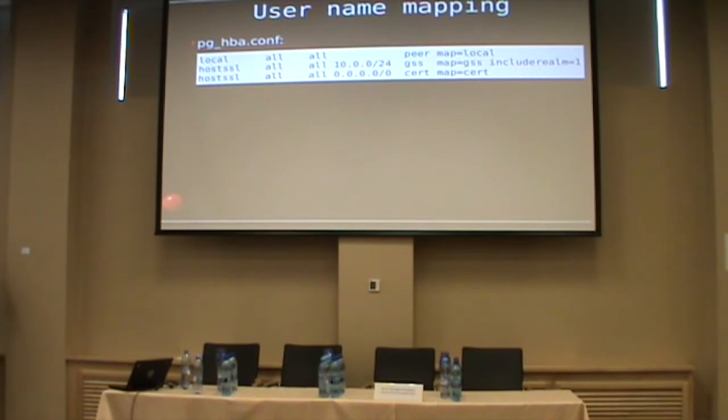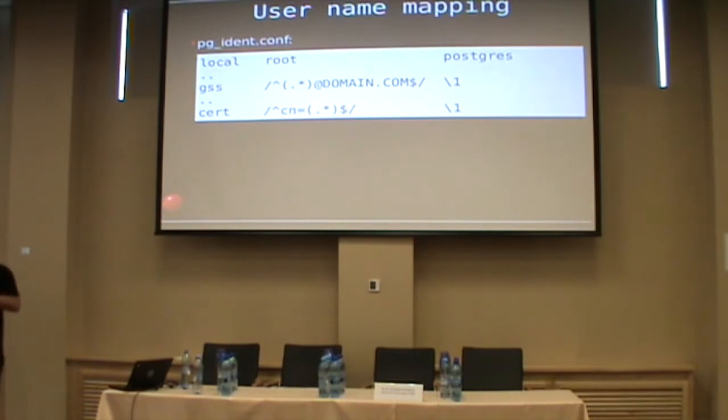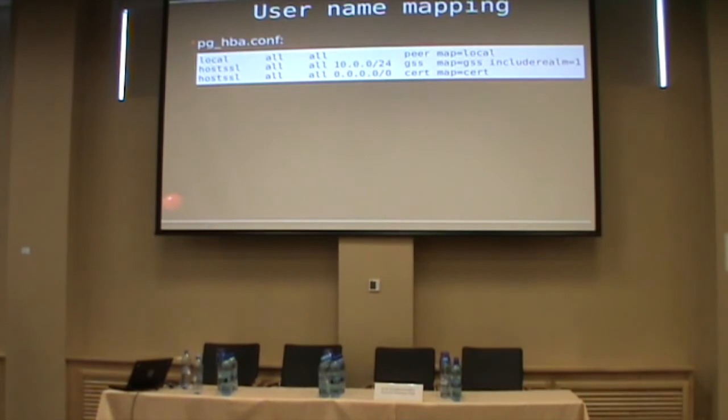It really should be like pgusermap.conf or something now, but it's not important enough to break backwards compatibility for it. So it's called pg_ident.conf, and it contains your username mappings. It's basically a three-column text file, where the first column is the name of the map. So what we have here is, for local, that's the name of the map that corresponds to local that we have here in HBA.